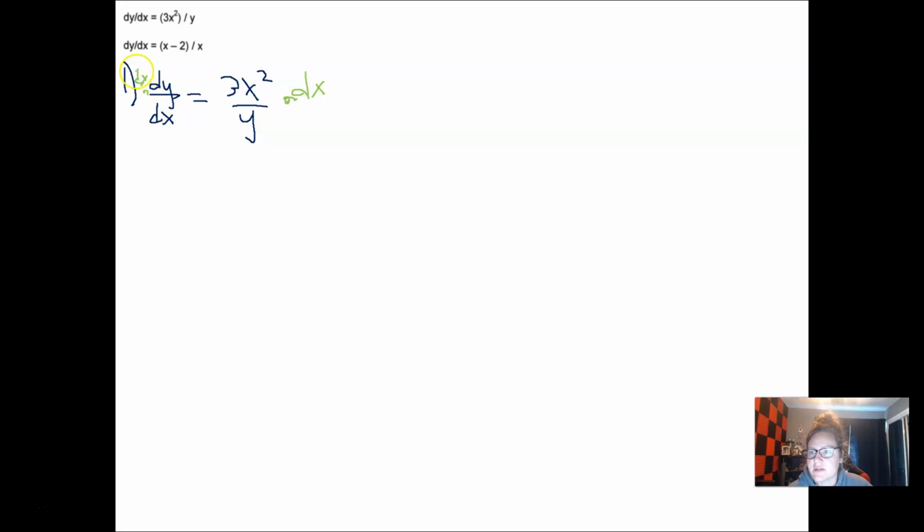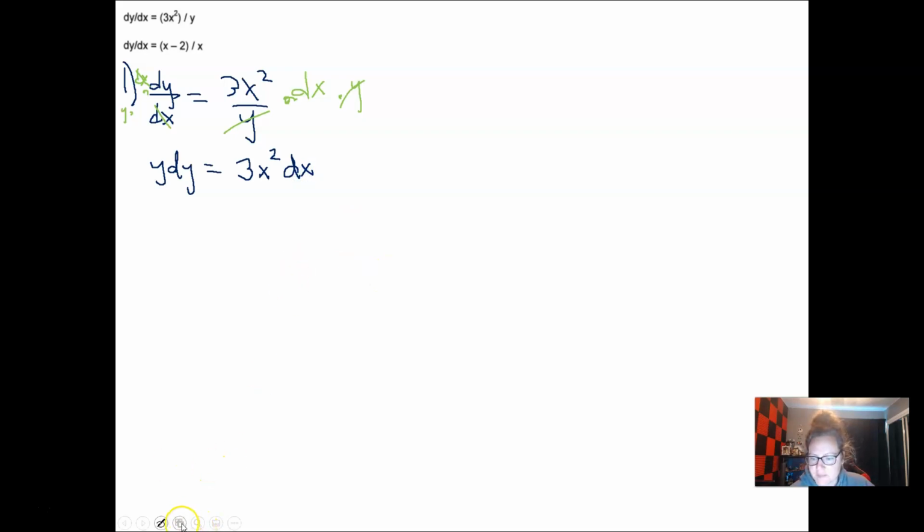Okay, and so then that would cancel my dx's. And then on this side, I want to move the y. Right now it's being divided by y, so I would multiply both sides by y. Then that cancels the y's over there. So on the left, let me get back to blue. I now have y dy equals 3x squared dx.